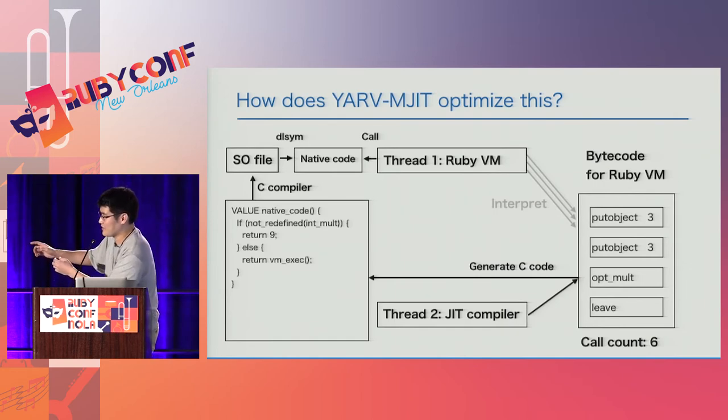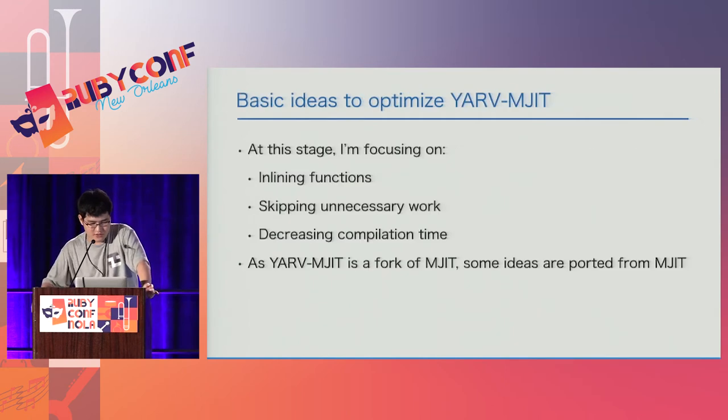Of course, such optimization wouldn't be needed if it's just a multiply calculation. But another, very complex version of the optimization can be provided, because we don't do specific optimization ourselves. So the basic ideas to optimize YARV-MJIT are inlining functions, skipping unnecessary work, and decreasing compilation time. And so I introduce secrets of YARV-MJIT optimizations.